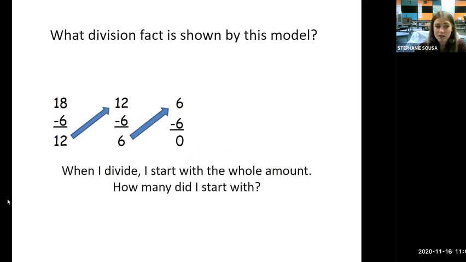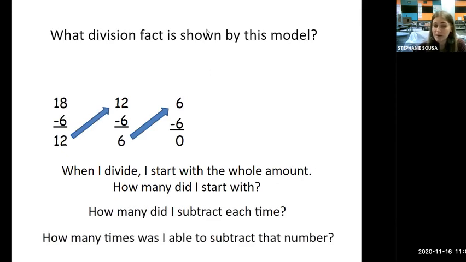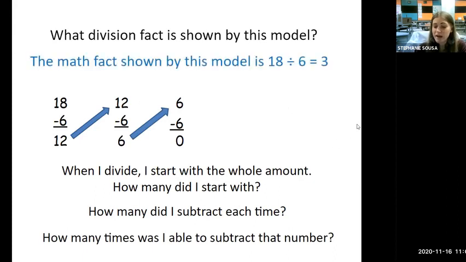So now my question is, when I divide, I start with the whole amount. How many did we start with? 18. How many do we subtract each time? Minus 6, minus 6, minus 6. So that would be divided by 6. How many times do we subtract that number? 1, 2, 3. So 18 divided by 6 is equal to 3. That is how we would represent this with division.